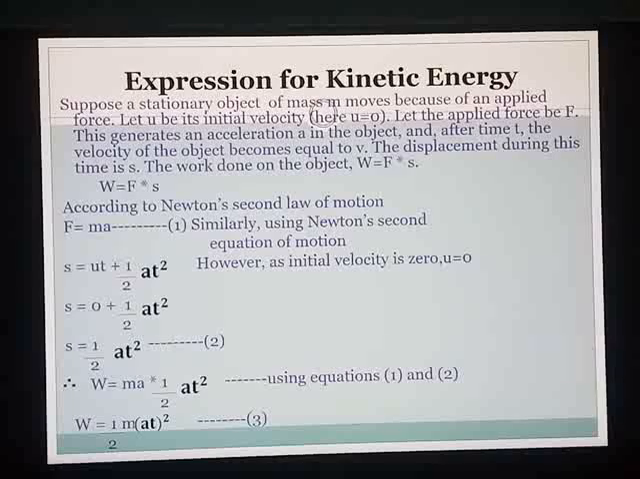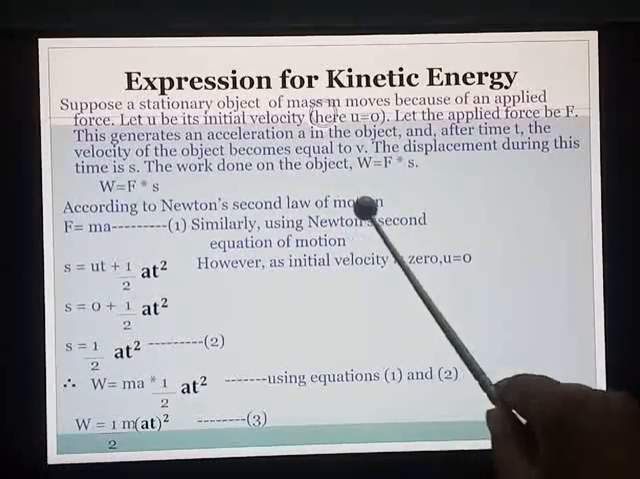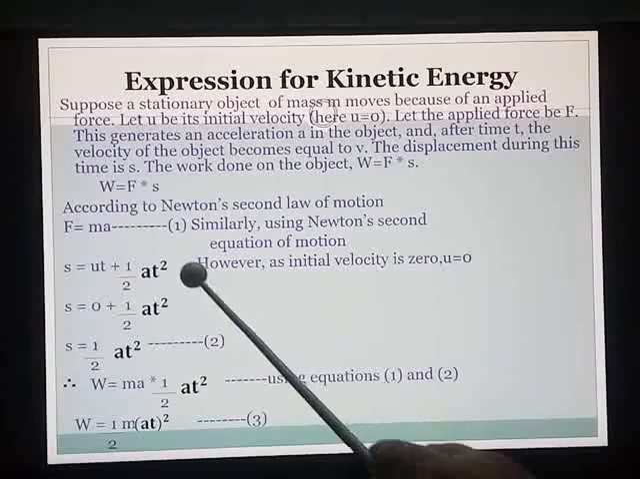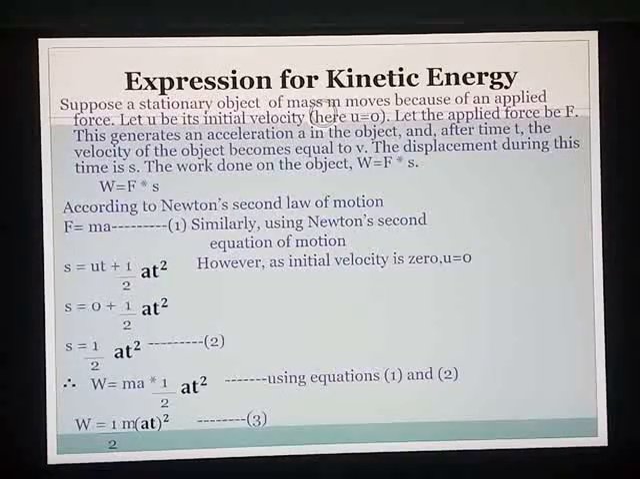Now Newton's 3 laws of motion are there. So from the 3 laws, according to Newton's second law of motion, F is equal to m into a. Second law of motion we are going to consider here. So force is equal to mass into acceleration.